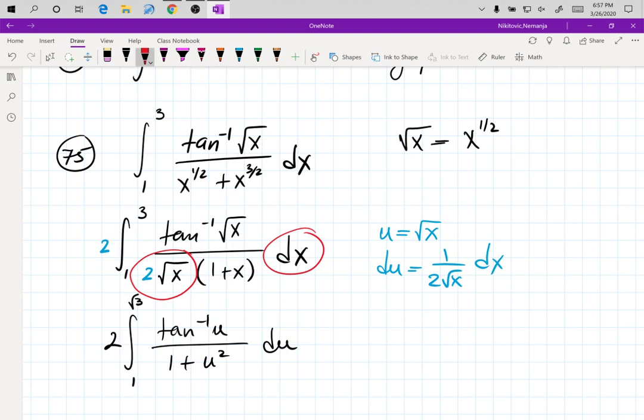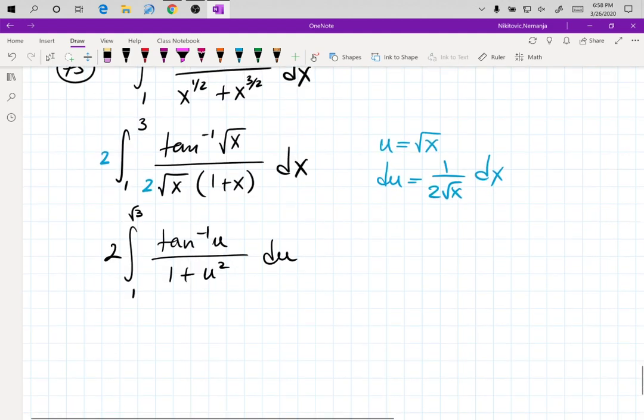Let me see if I got all of these. 2 dx, that's all of this. Tangent inverse of root x, which is u, and then 1 plus x is 1 plus u squared. Yep, got them all. And we also switched the limits, right? Square root of 1 is 1, and square root of 3 is root 3. And this is our new integral. And now we are supposed to figure out what to do with this thing.